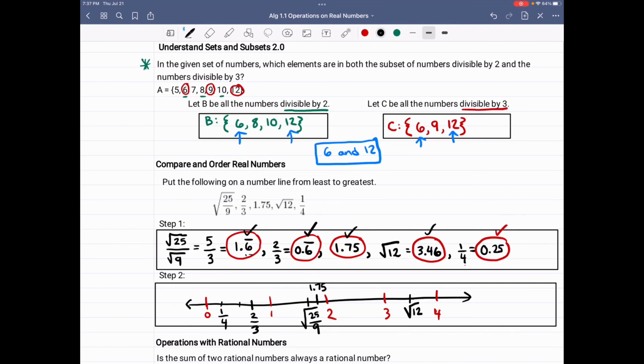So these questions are requiring multiple steps. And the first step is to write the numbers as a decimal, and then we can compare them more easily. And then we put them on a number line in order from least to greatest. So in order, it would be 1/4, 2/3, the square root of 25/9, 1.75, and the square root of 12.